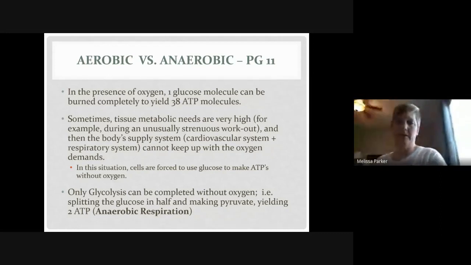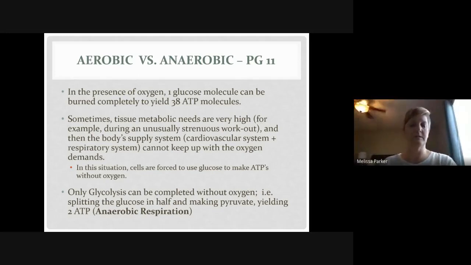Okay, so sometimes the tissue metabolic needs are very high, for example during an unusually strenuous workout, and then the body's supply system, the cardiovascular system and the respiratory system, cannot keep up with the oxygen demand. In this situation, the cells are forced to use glucose to make ATP without the presence of oxygen. Only glycolysis can be completed without oxygen, i.e. splitting the glucose in half and making pyruvates, yielding 2 ATP.